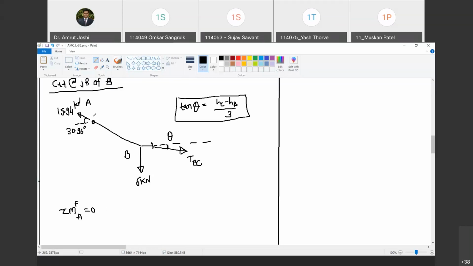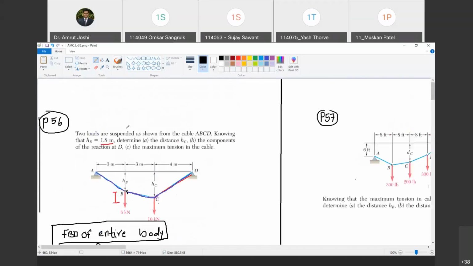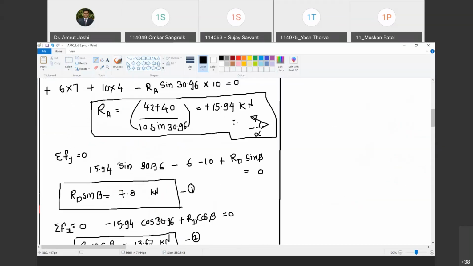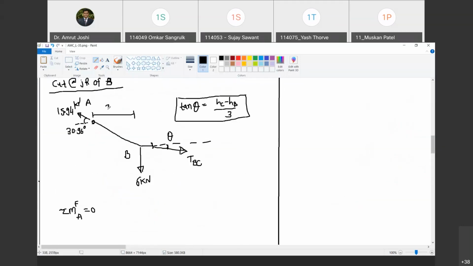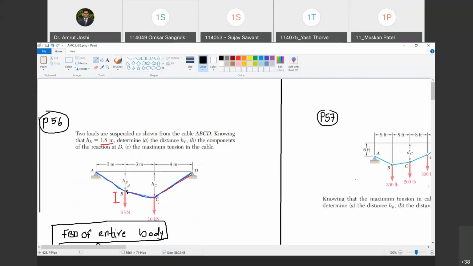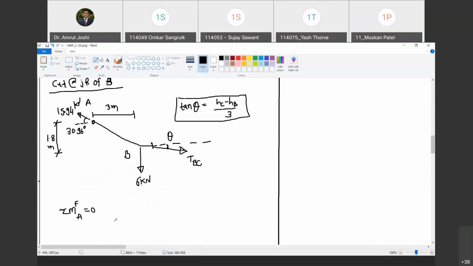How much is distance between A and B? Tell me, horizontal distance. Horizontal distance between A and B is 3 meter. Do you agree with me? Yes, sir. And how much is the vertical distance between A and B? That is HB. But HB is given in the problem as 1.8 meter. Happy? Yes, sir. HB in the problem is given as 1.8 meter. And now, how do I write this summation of moments of all the forces about A?